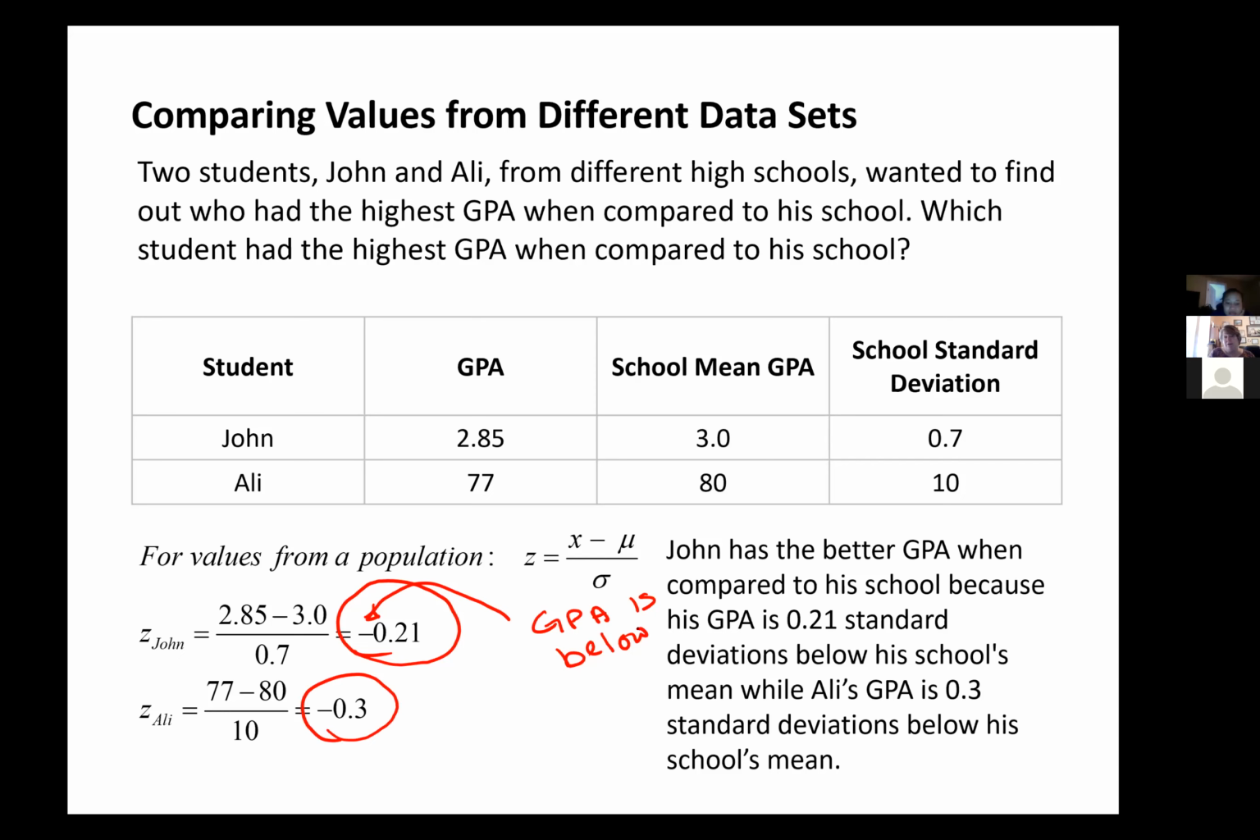So who's got a better GPA? Well, John, because John is 0.21 below the mean, and Allie is 0.3 below the mean. So Allie is farther from the mean to the left than John. So John's GPA is better. And that's the end of chapter 2. Woohoo!